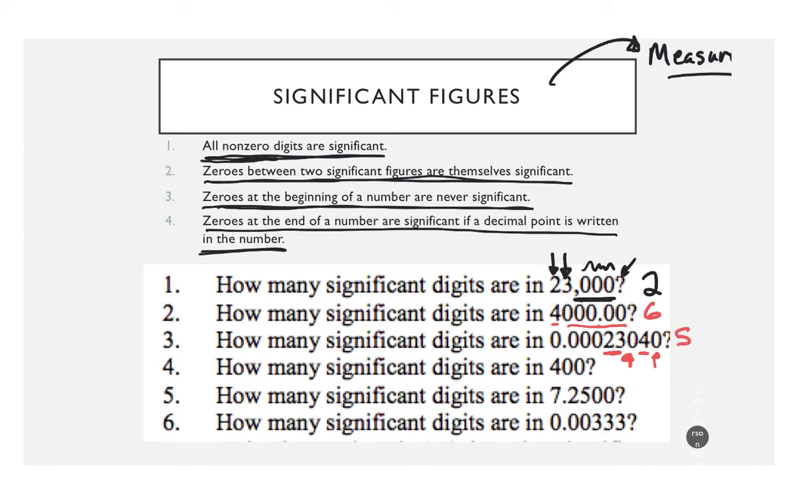How many significant digits are in 400? The 4 is significant. These zeros are at the end of the number and there is no decimal point, so they are not significant. There's only 1 significant digit there.